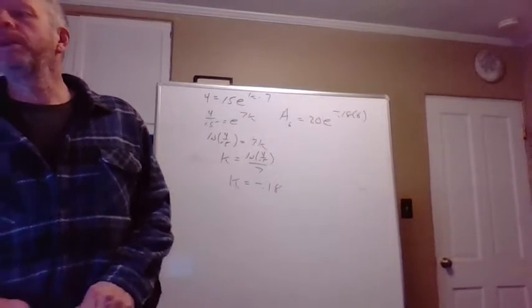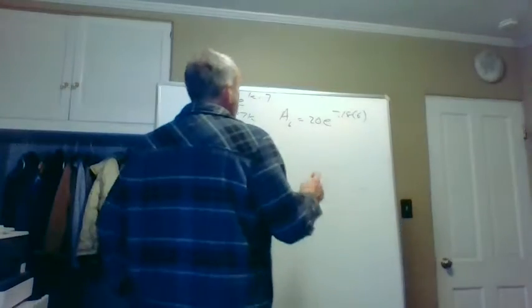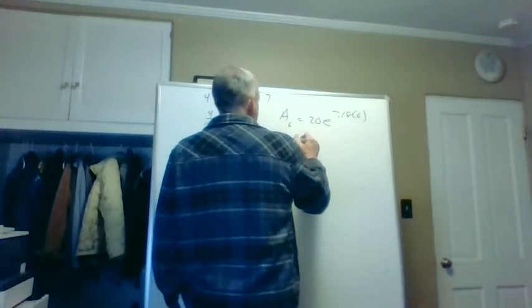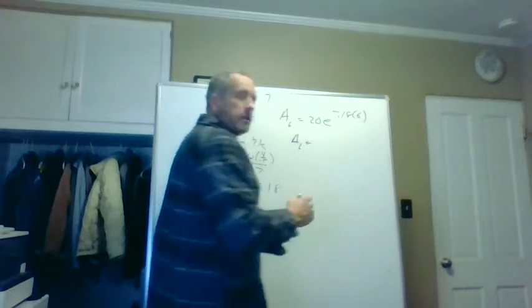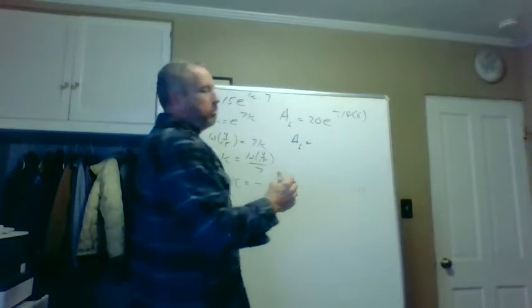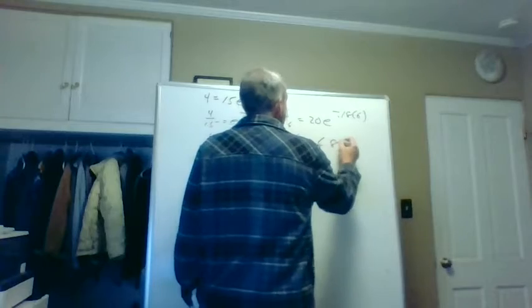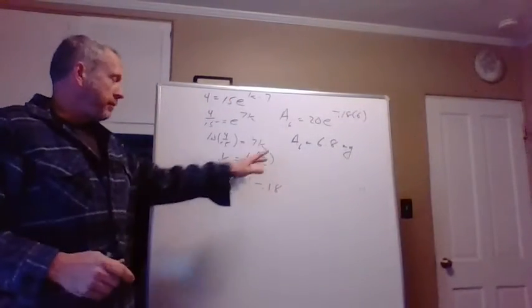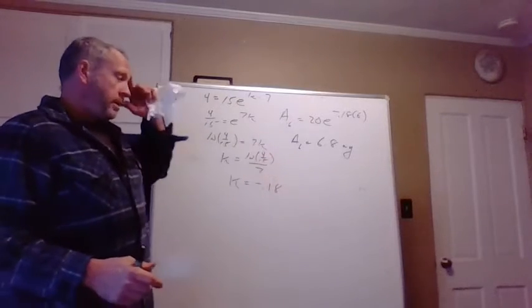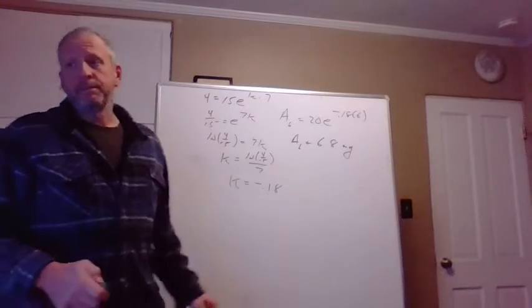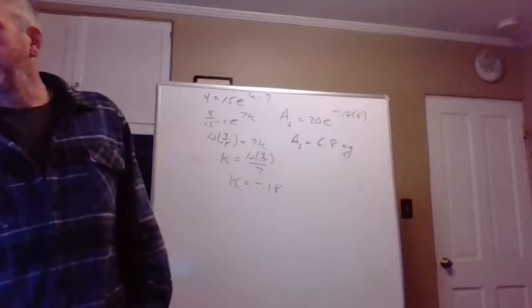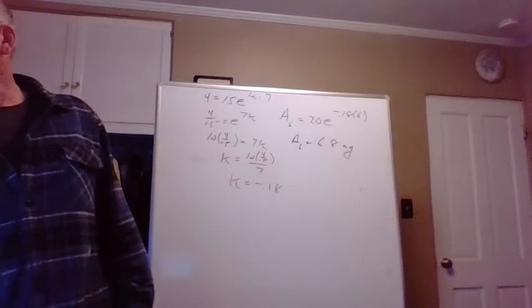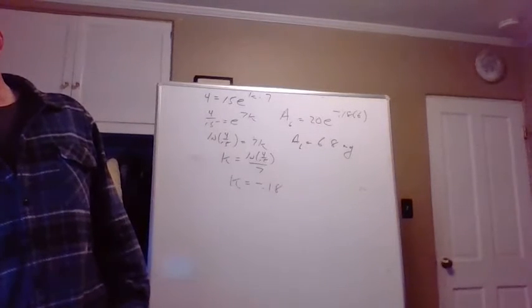Okay, so 6.8. So the amount after 6 hours would be 6.8. That'd be milligrams. Okay. So to get back up to 20, we would give you 13.2 milligrams every 6 hours. And so that completes that question.